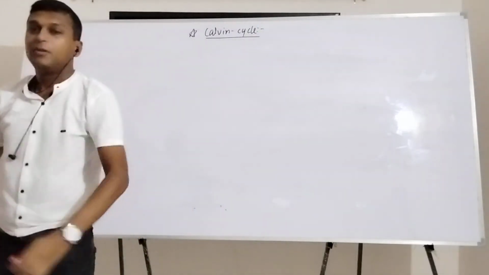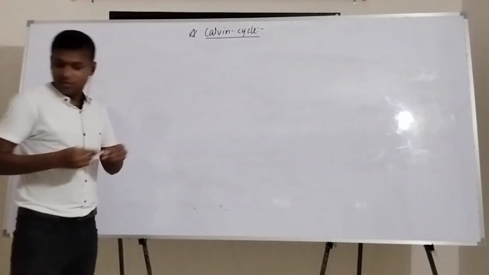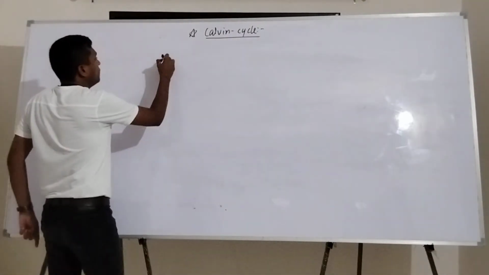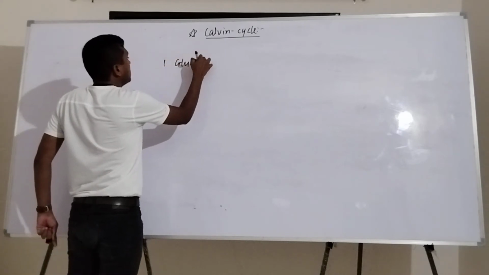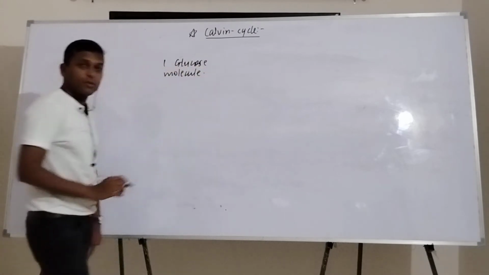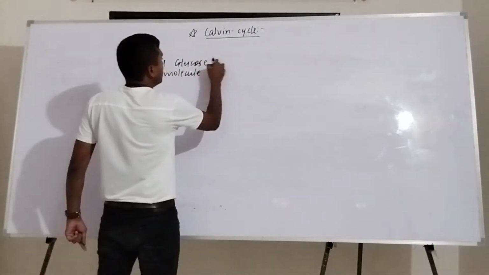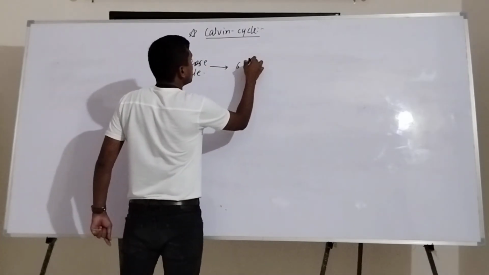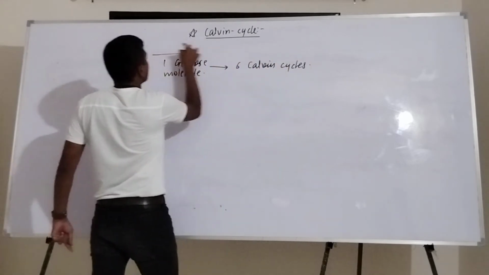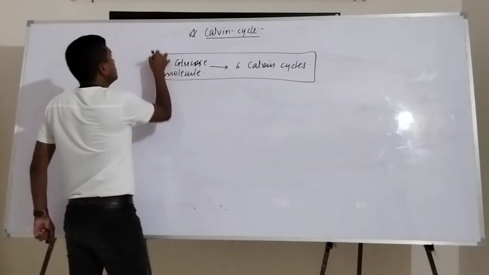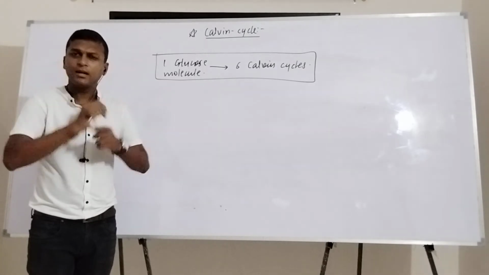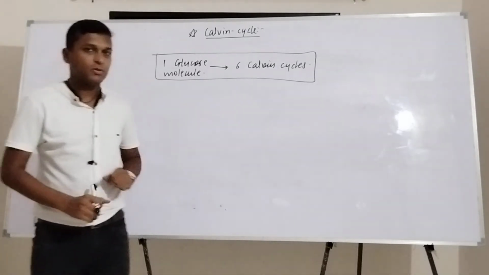You might have heard something that for the production of one glucose molecule, there is the requirement of 6 Calvin cycles. This is a formula which actually gives us a clear cut idea of how it is actually done. Now, please try to focus.